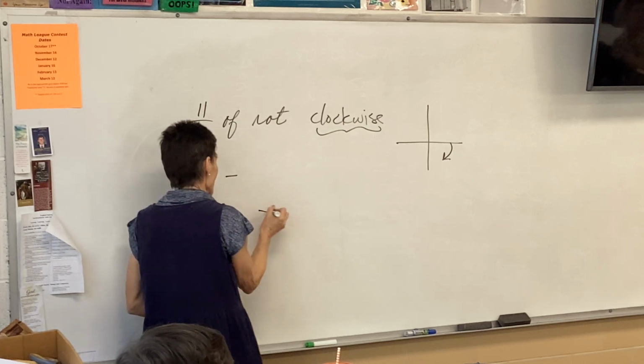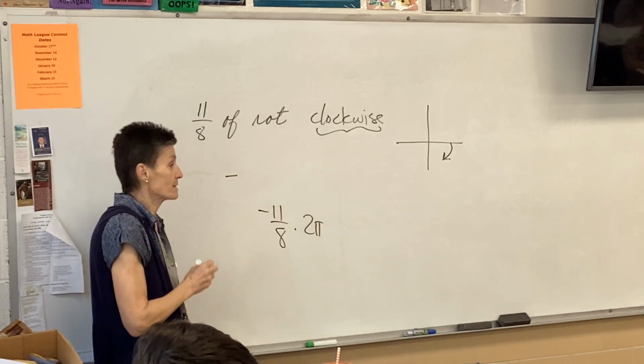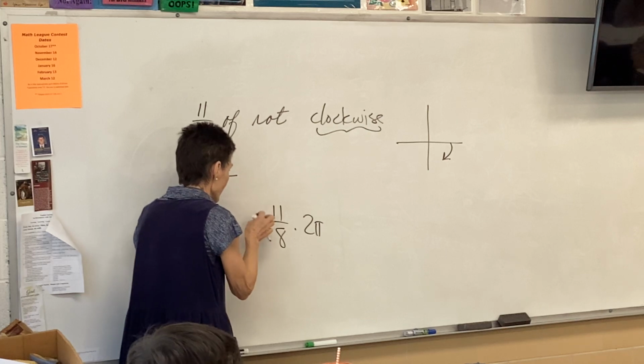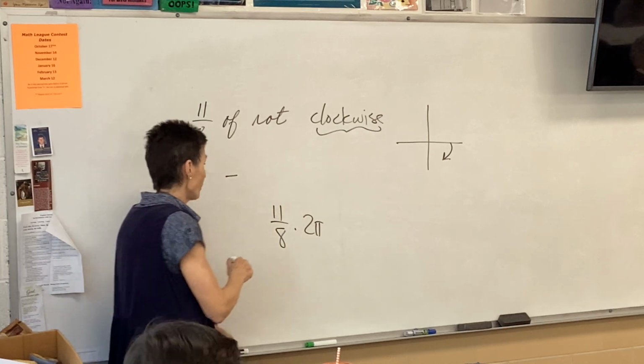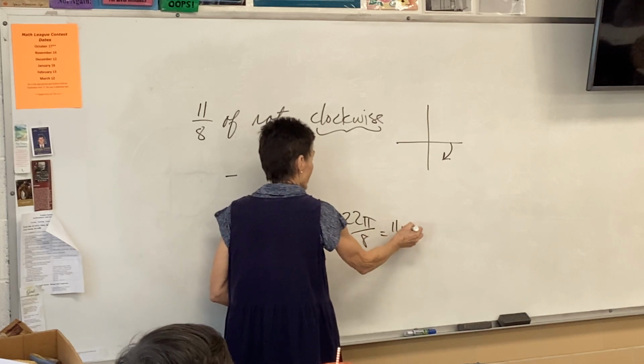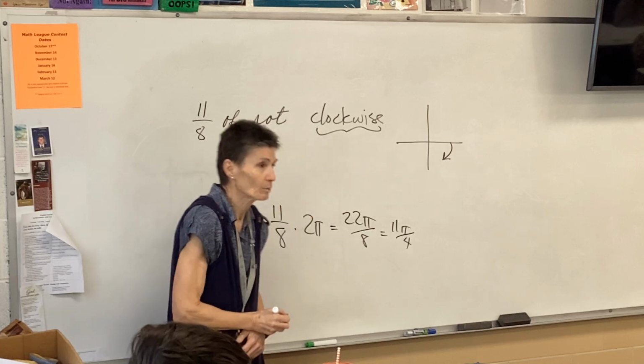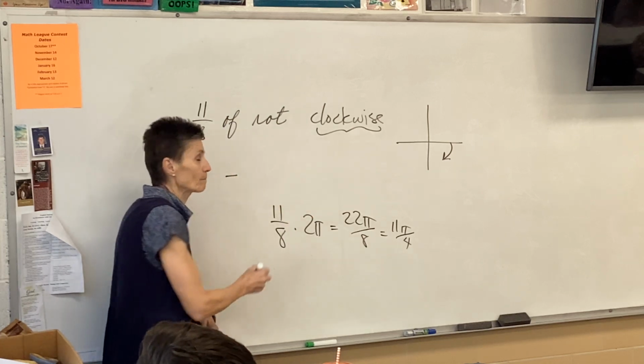2 pi. So I simply take 11/8 times 2 pi. 11/8 of 2 pi, right? 11/8 times 2 pi. So that will be 22 pi over 8, which is 11 pi over 4. Is that what you have, and I marked it wrong? No, I didn't put the pi.